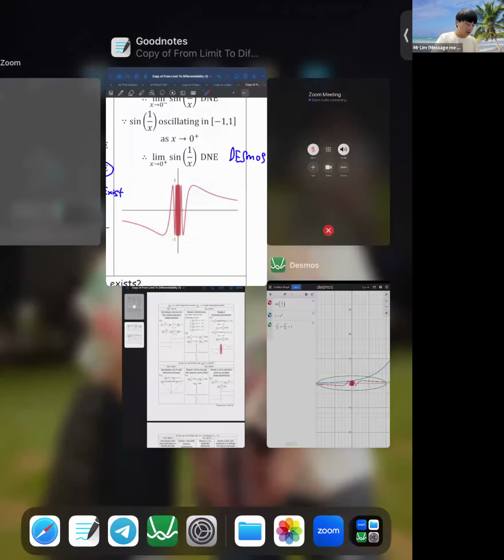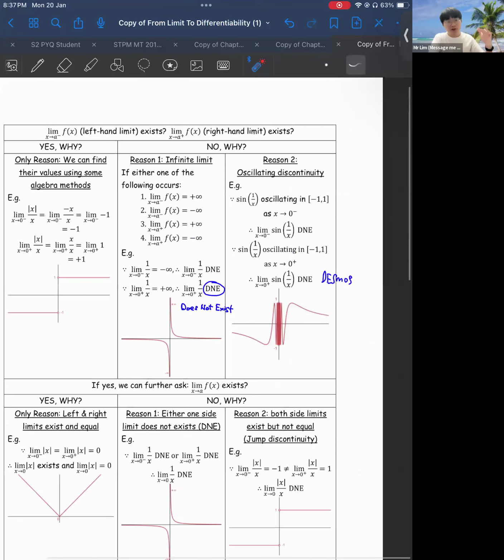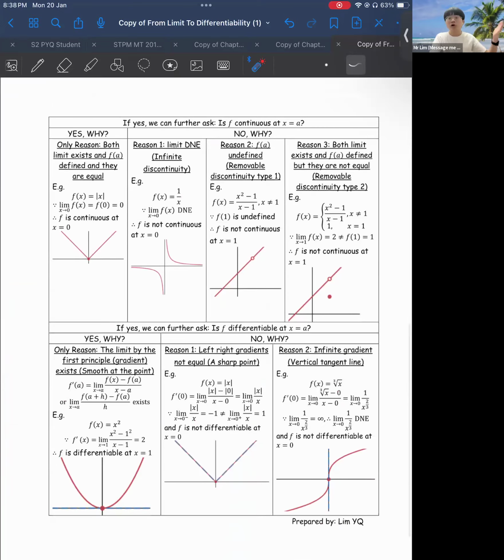Okay, the bottom part, I don't want to look at it first. By the time I finish the syllabus of these two chapters, we will record together.